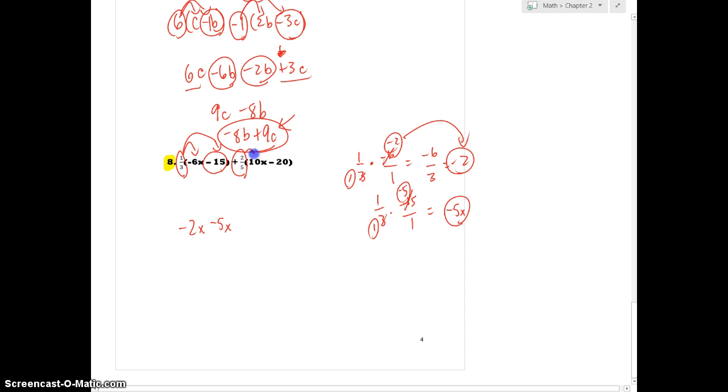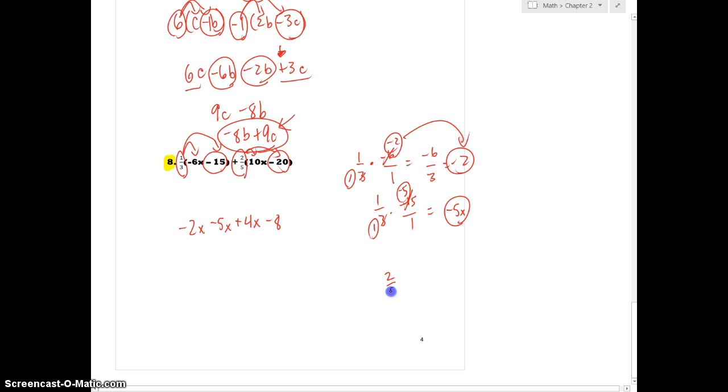What does it say here? 2 times 10 is 20. And 20 divided by 5 is 4x. That's positive. 2 times negative 20 is negative 40. And negative 40 divided by 5 is negative 8.